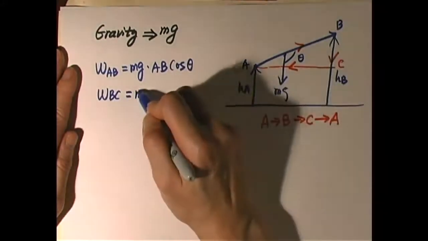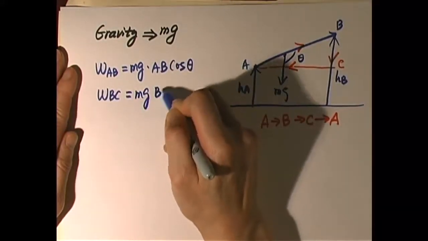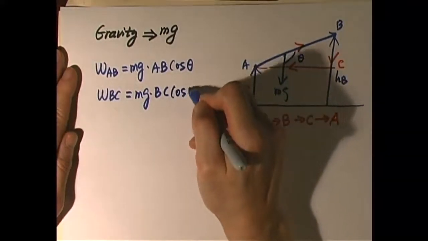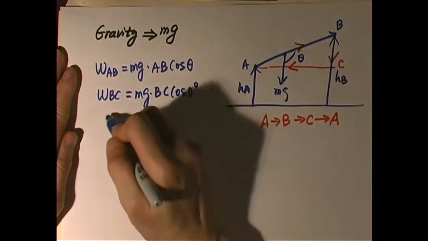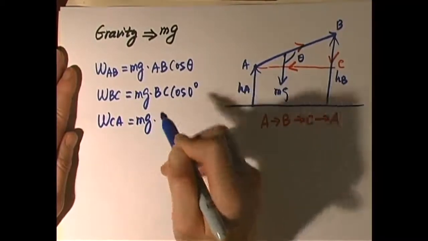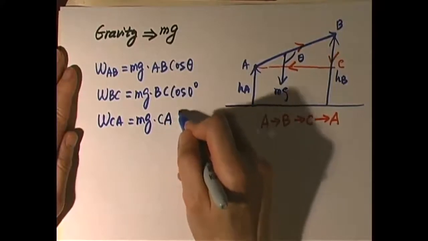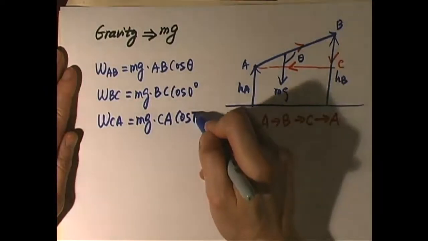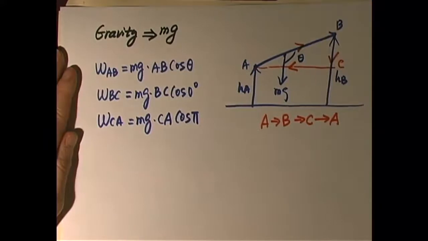That is gravity times B to C. Now during B to C, gravity has the same direction as the displacement B to C, so that is cosine of 0 degrees. And then the work done from C back to A is force times displacement CA times cosine, and this time C to A is horizontal and mg is vertical, so the angle is pi. So obviously the last one, WCA, is equal to 0.